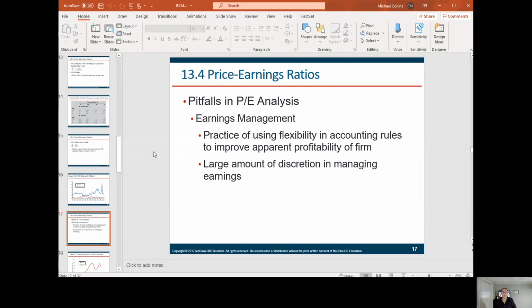Pitfalls in PE analysis. The practice of using flexibility in accounting rules to improve the apparent profitability of a firm. So it won't catch if a firm is being fraudulent or manipulating data. There's a lot of discretion. So if you're doing price to earnings, which is expected future earnings, what if you're wrong? What if your expectations are wrong? Then your analysis will be wrong, right?